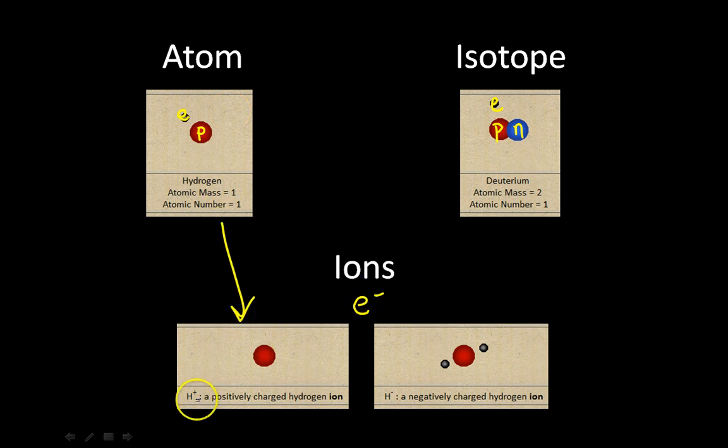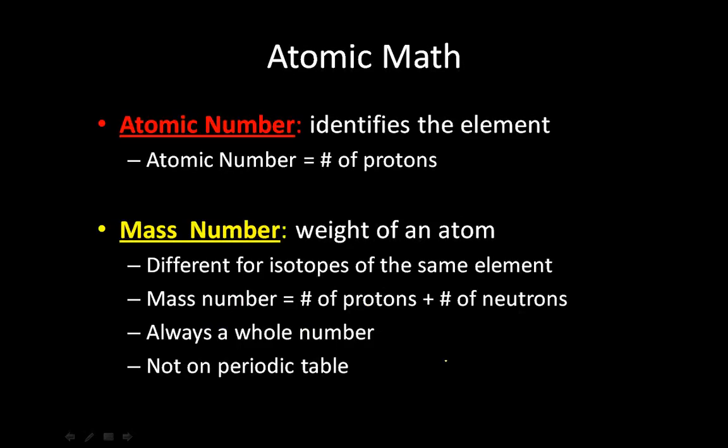H plus is a positive atom because it has 1 proton and no electron. It's still hydrogen because it has the proton, but it has a different number of electrons. Same thing with H minus. It's still got the 1 proton, but now it has an extra negative electron. We're going to use this to do some atomic math.